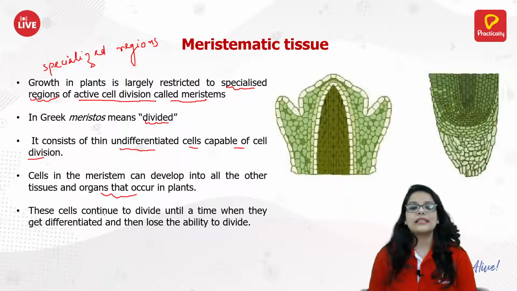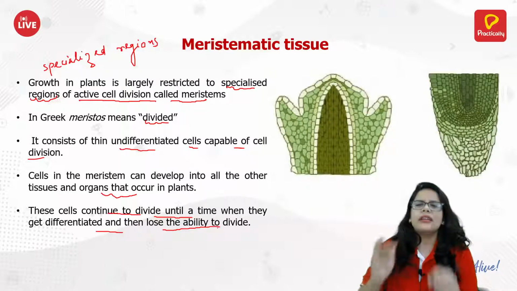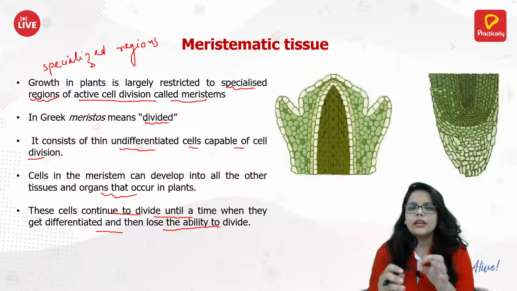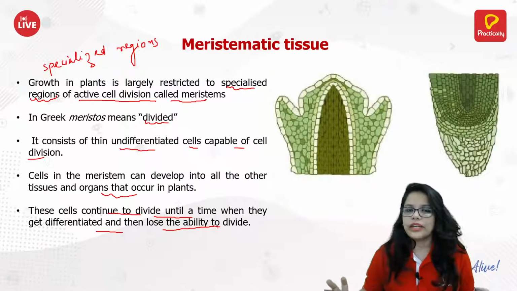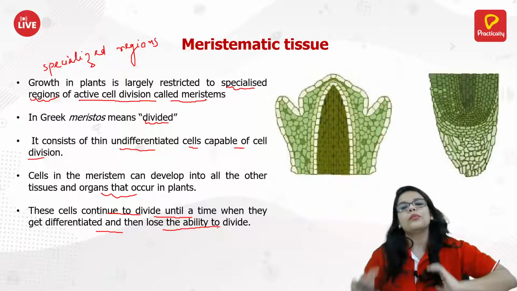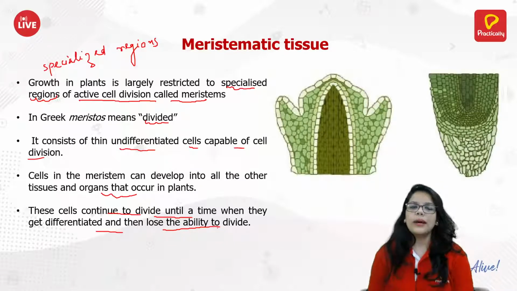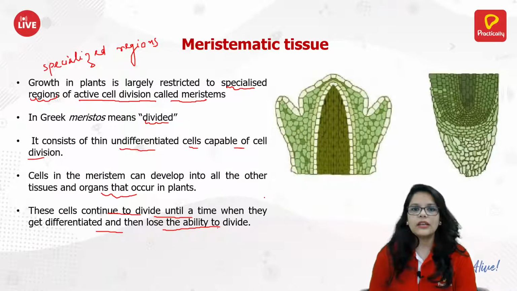So these cells continue to divide until a time when they get differentiated and lose the ability to divide. Till a point of time only they'll divide, not their whole life. But they'll keep dividing. So their purpose is to keep dividing.